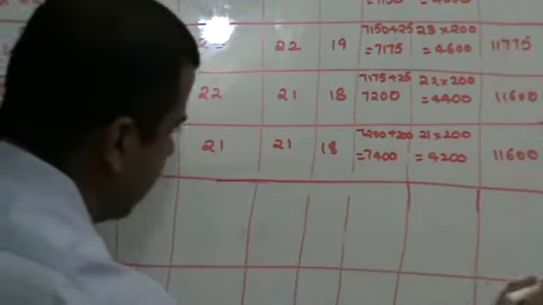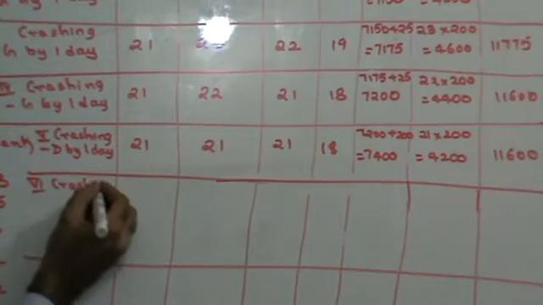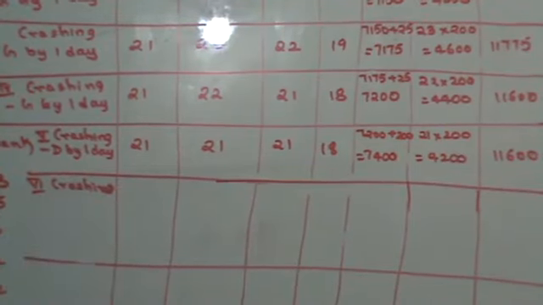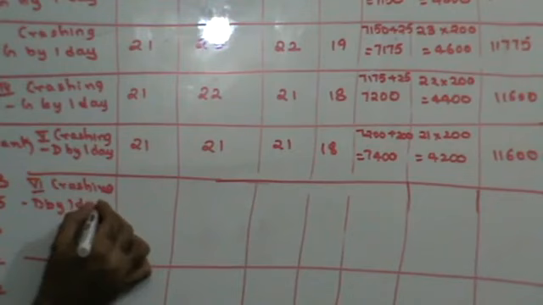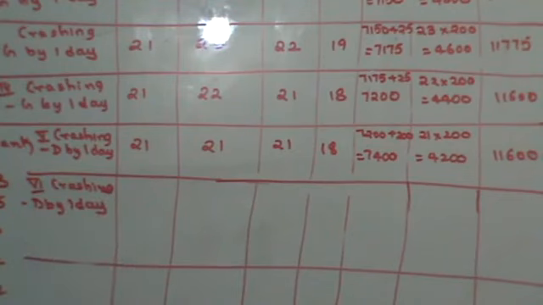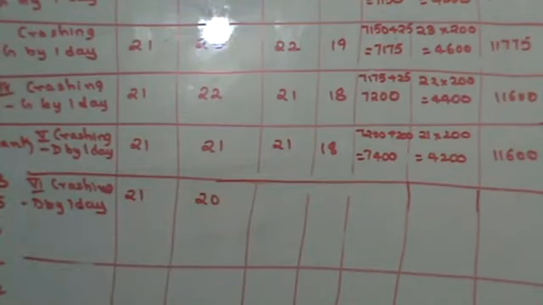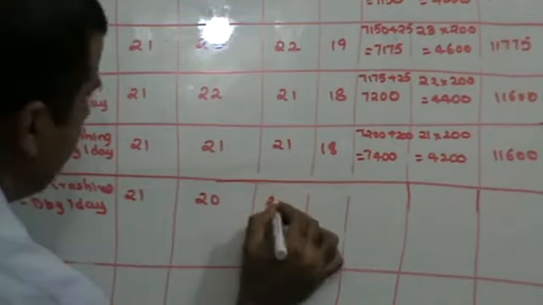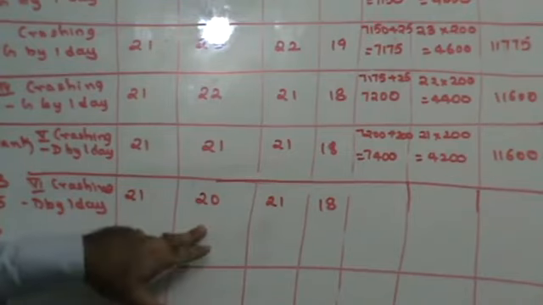Now we have a problem, people. Observe this step very carefully. Sixth crashing. D can be crashed by 2 days, out of which 1 crashing I've done. So sixth crashing is D by 1 day. Now if I crash D by 1 day, observe carefully what will happen. This will become 21 because there is no D in it. This will become 20. This will become 21 and this will become 18. No longer the critical path. If I do this, now my A, D, F, G no longer remains the critical path.